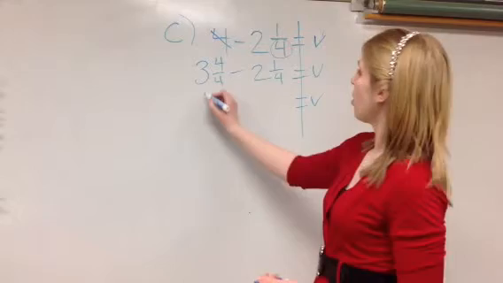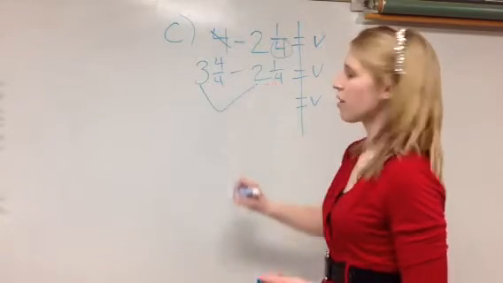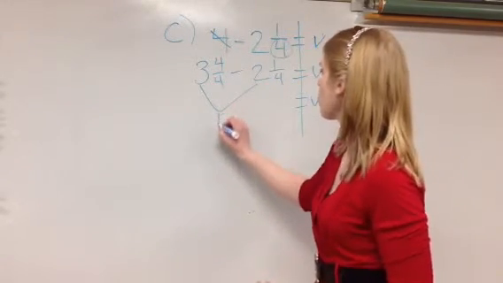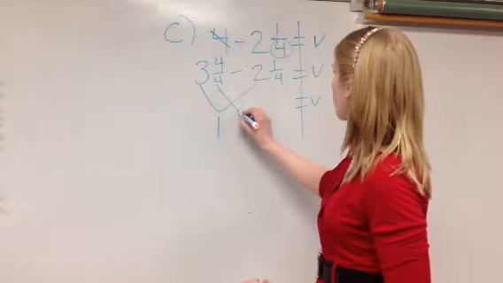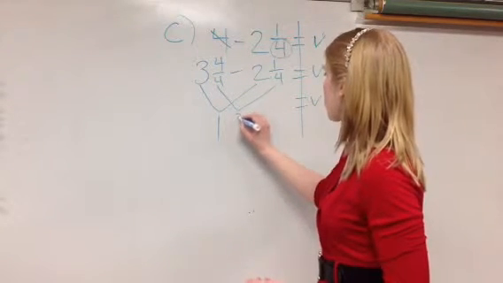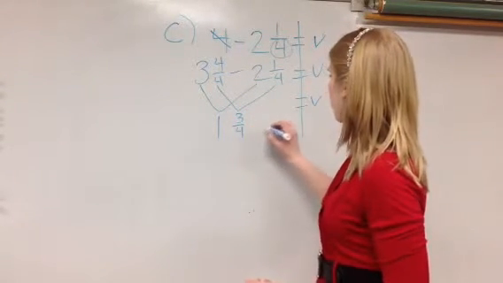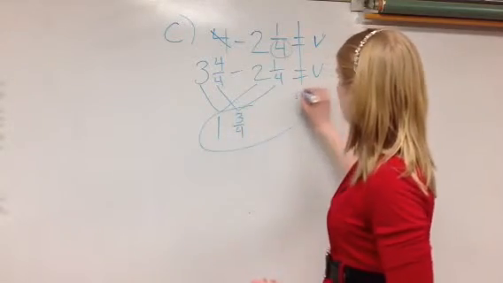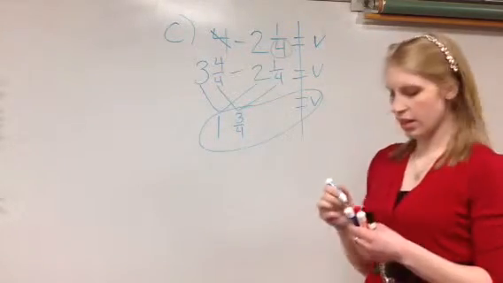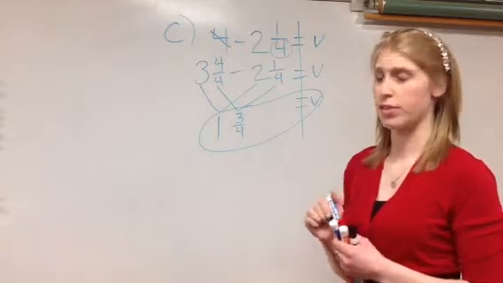So now all I have to do is subtract my whole numbers. 3 minus 2 is 1. 4/4 minus 1/4 is 3/4. And there's my answer. V equals 1 and 3/4.